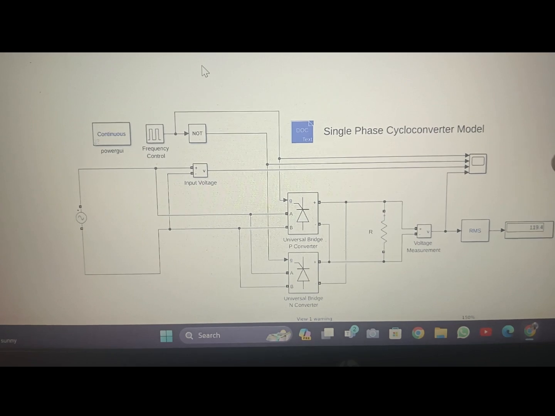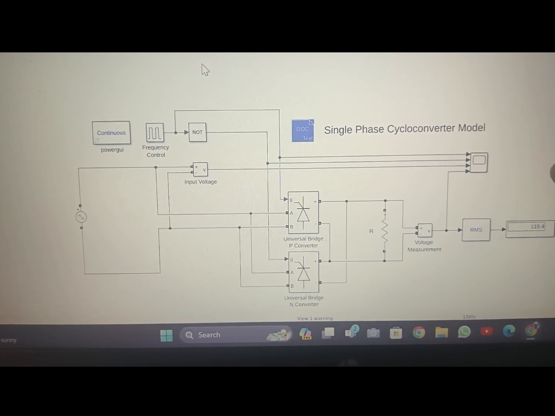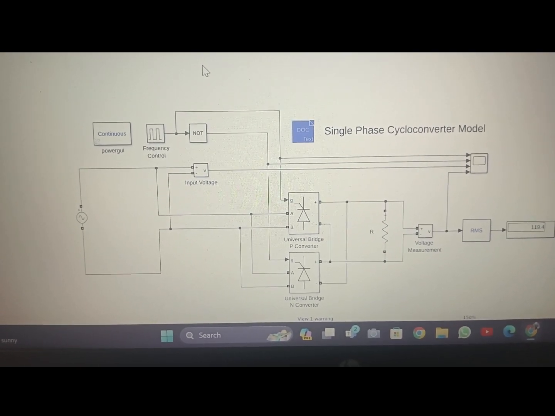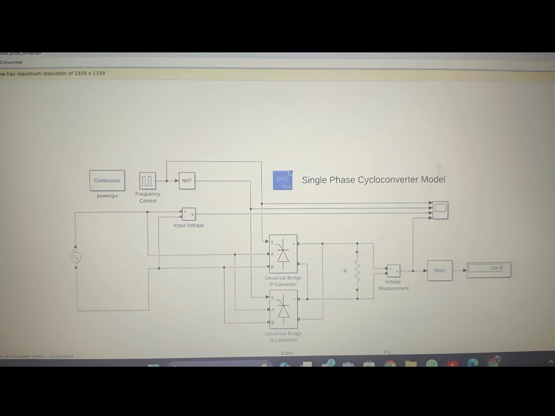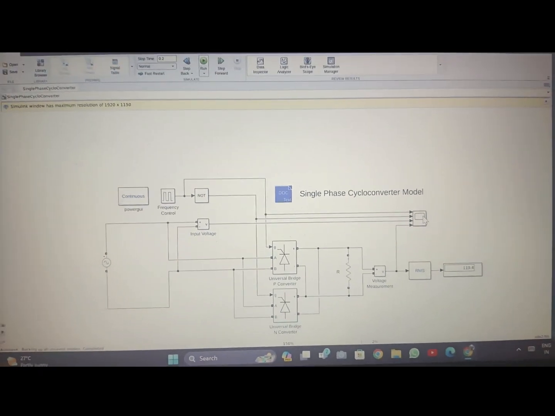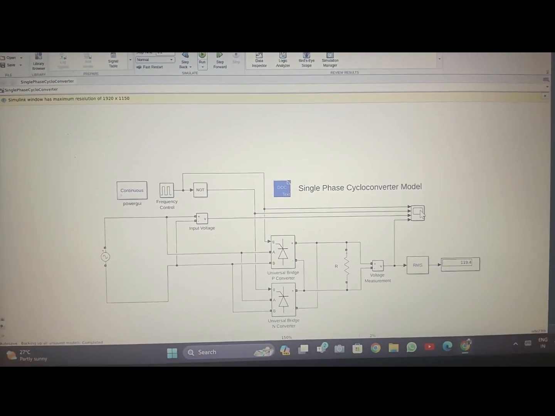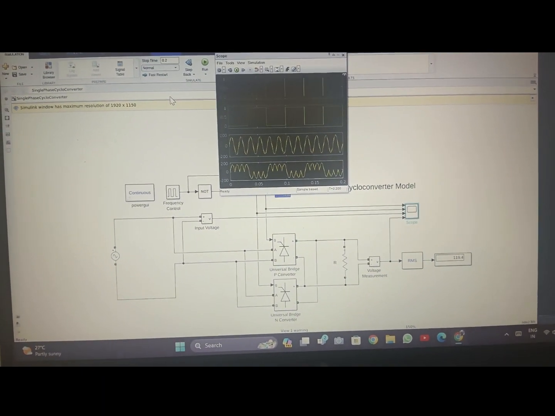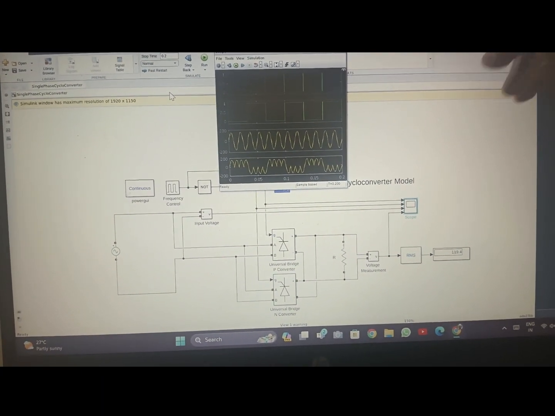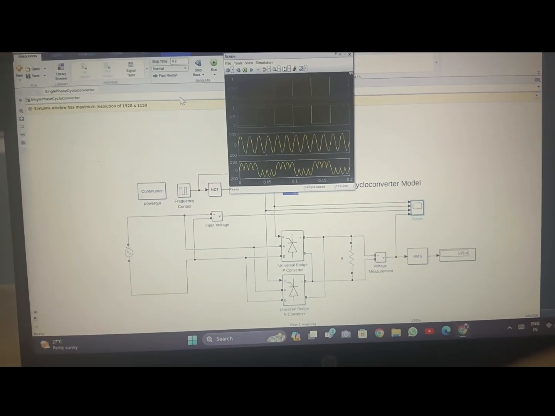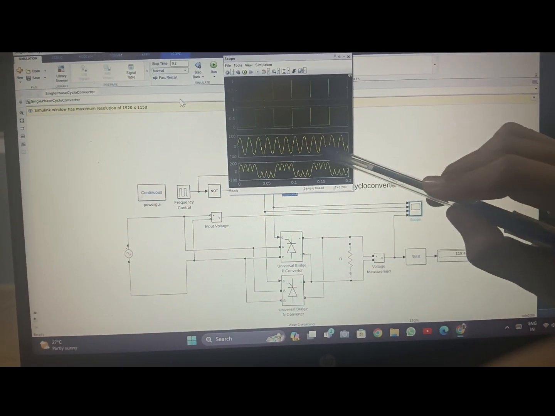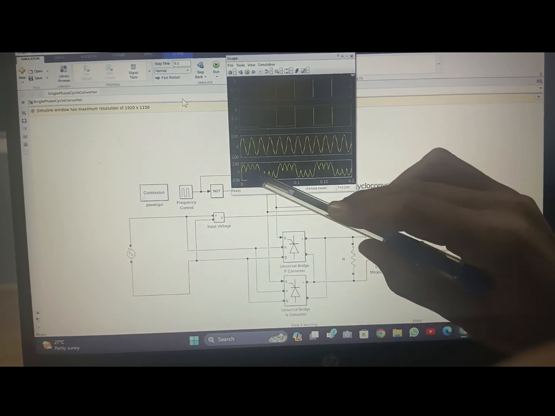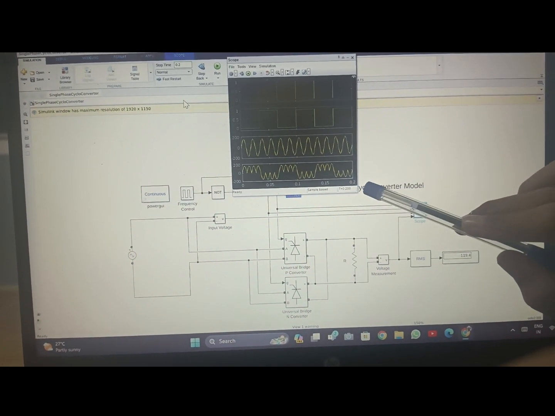So this is the scope display. We can see here the output and also input waveforms of the cycloconverter. Now I am going to run this simulation. So we can see here the output waveforms of our cycloconverter. This is the input waveform of our cycloconverter, and this is the output waveform of our cycloconverter.